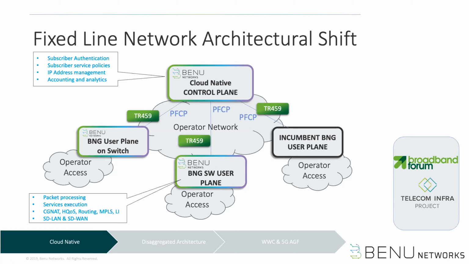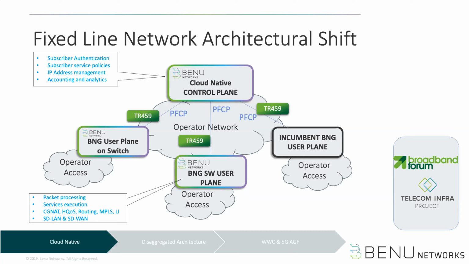So the user plane only sends selected traffic to the control plane based on the PFCP messages, and only when it requires some subscriber state information. So PPPoE tunnels and IPoE tunnels are all terminated at the user plane, and none of this traffic really goes up to the control plane.